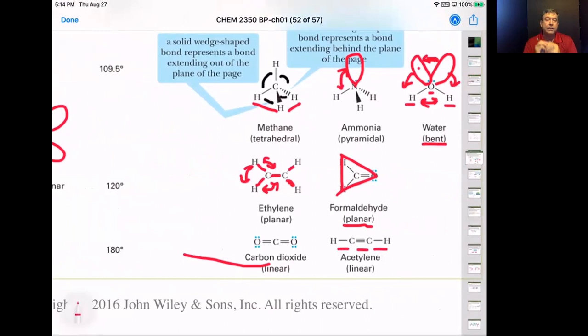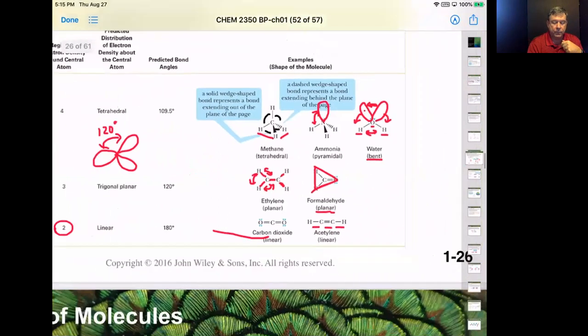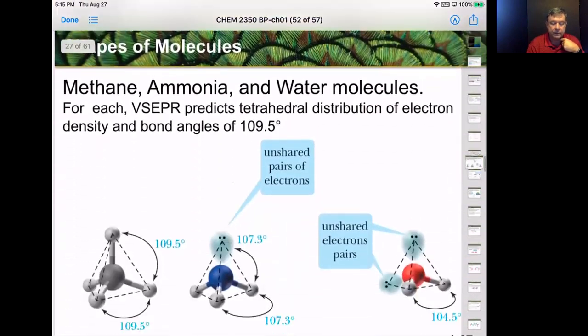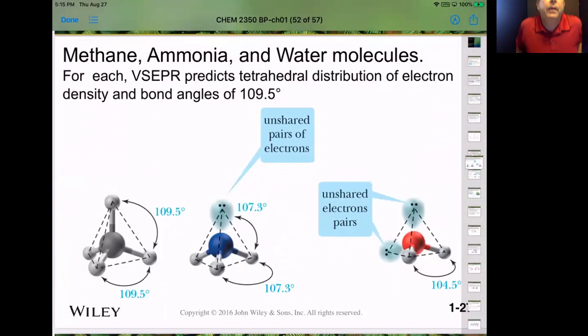That if we have 4, it's going to spread out as far as possible, but the electronic structure is always tetrahedral, but the molecular structure depends on how many things are bonded to it. Okay, so let's take a little deeper look into this: methane, ammonia, and water.